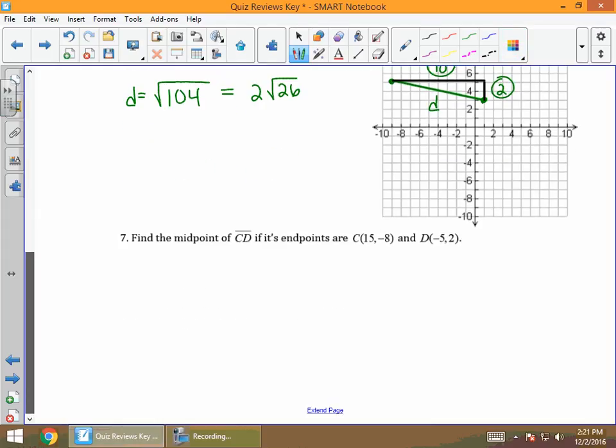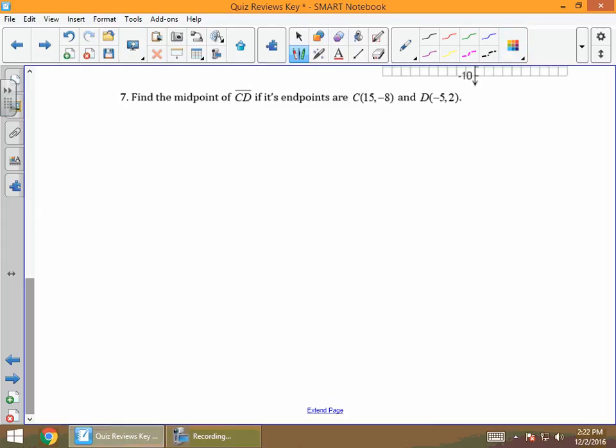And the final question, question number 7, wants us to find the midpoint, which means I have to find the average of my x's first. My x values are 15 and -5, so add them together and divide by 2. 15 plus -5 is 10, divided by 2, which is 5. Then find the average for your y's. The y values are -8 and +2, so -8 plus 2 is -6, divided by 2 is -3.